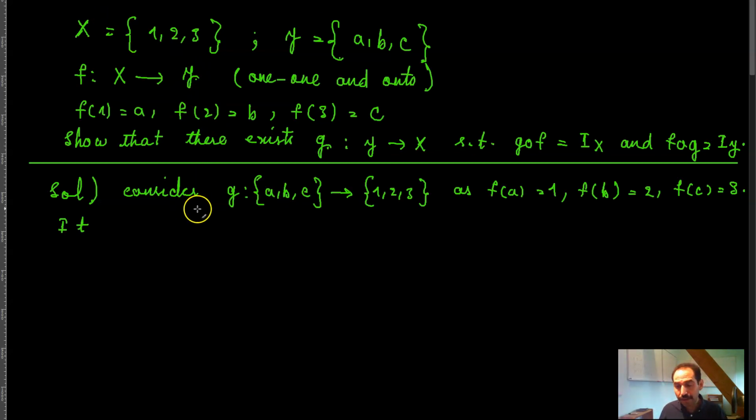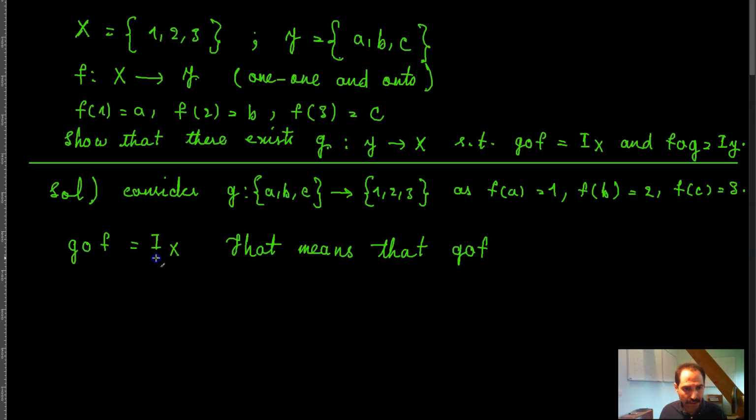Okay, so in order to show that, first of all, you need to understand the definition. When you say that g o f is equal to I of X, that means that g o f is the identity function on set X, as you can see here by the letter I and the letter X.